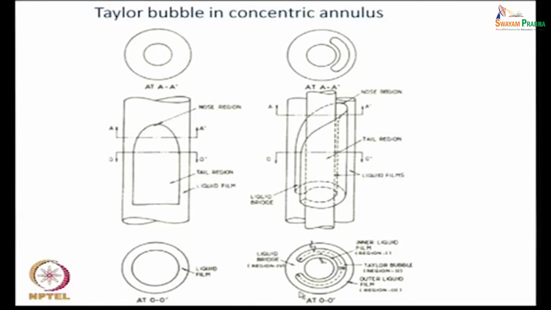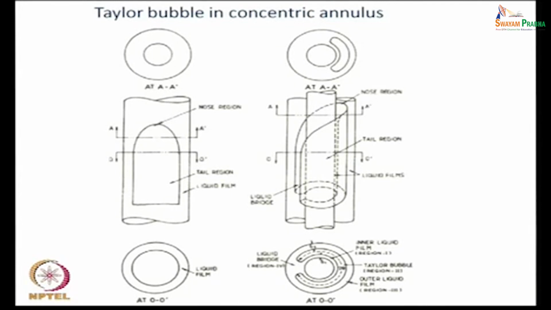That never happens. What happens? It wraps it only partially. So, as a result, what happens? As a result, we find that in this particular case, the cross section of the bubble has two regions, a Taylor bubble region and a liquid film region, right, for a circular tube.